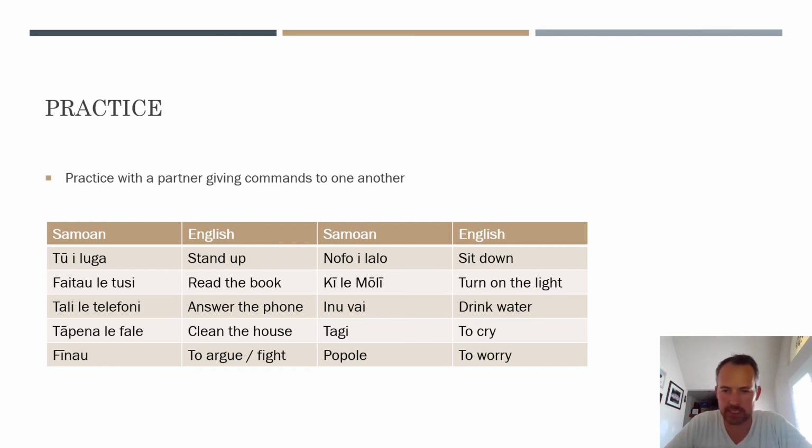Tani. Tani is to cry. So this doesn't sound very kind, but you could say, hey, stop your crying. Soia lo tani. I don't know, I didn't come up with a better example. Finau. Finau is to argue or to fight. So you can ask someone to not do that. And popole, you hear this all the time. Popole is to worry. And so you can say, hey, don't worry. Awa le popole. You probably have heard that phrase before if you've been around many Samoan speakers.